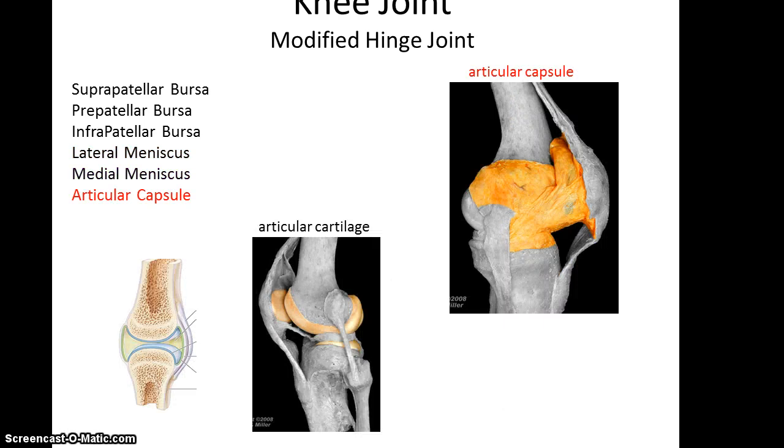Of course, you have the articular capsule. This is going to include the articular cartilage or hyaline cartilage found at the articulating surfaces of these bones, as well as the fibrous tissue that then forms the complete articular capsule. And of course, inside that capsule will be the articular fluid.